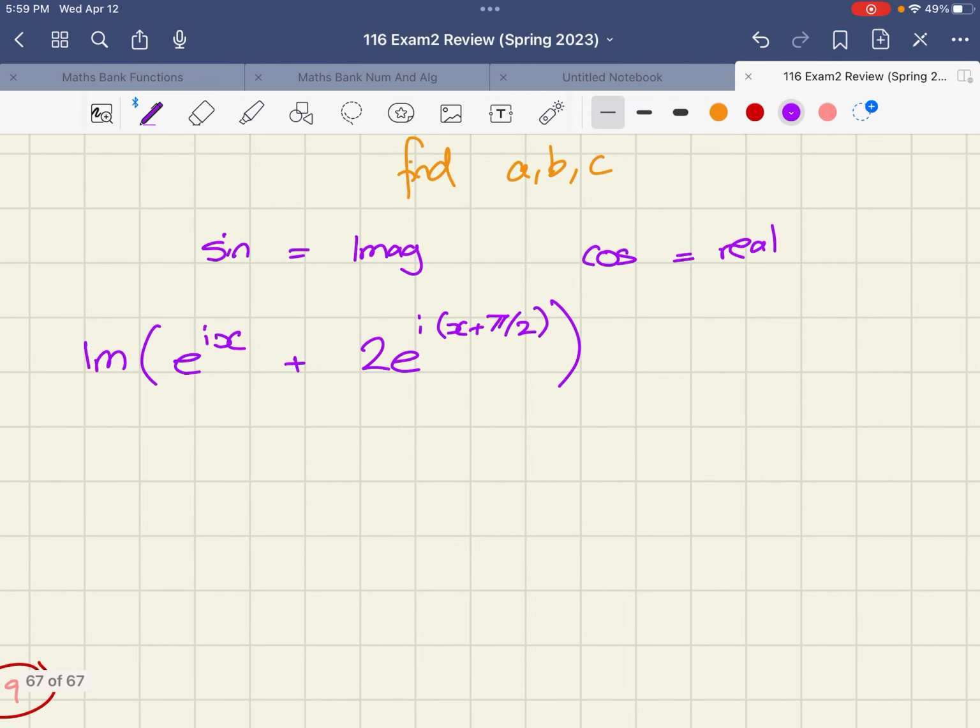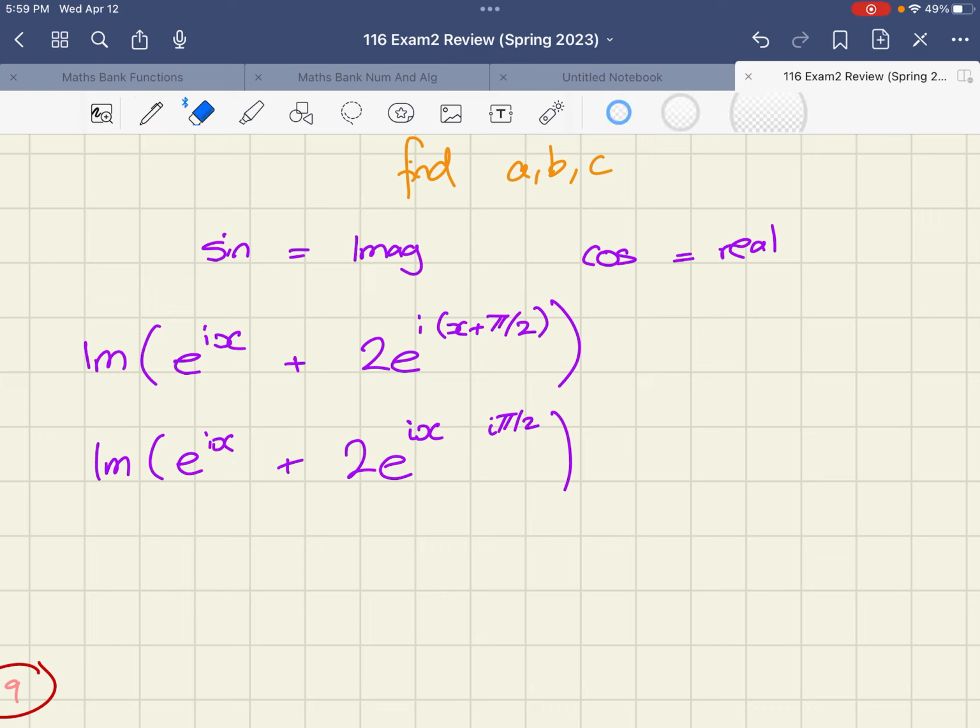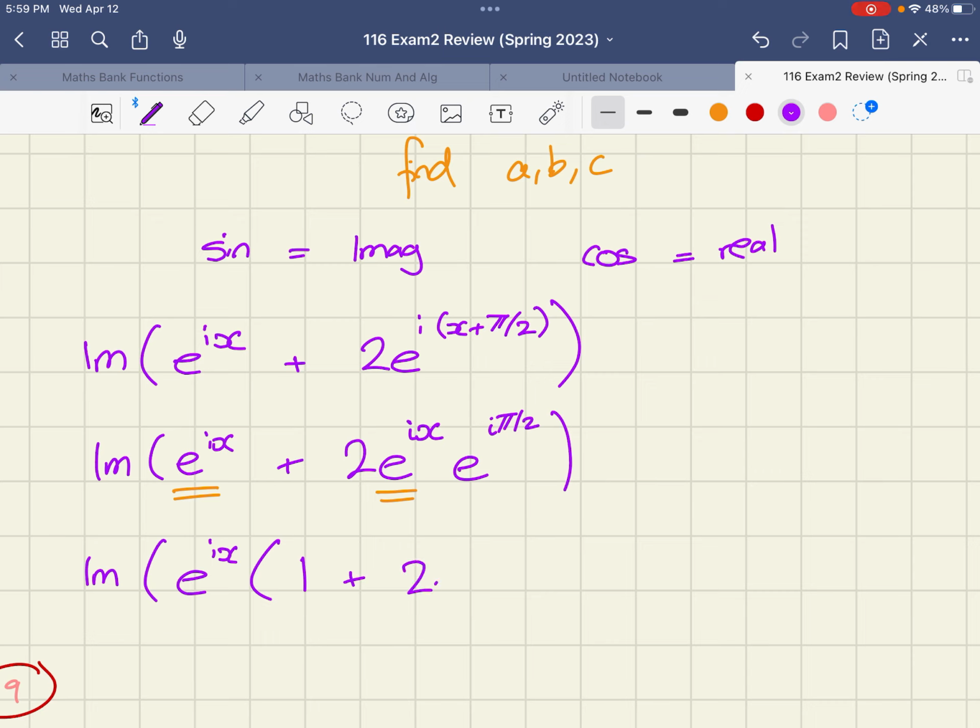Now, if I expand the brackets up here, I get the imaginary part of e to the ix, and I have 2e to the ix plus i pi by 2. Which, if you think about it, you can get rid of that little plus and just put an e there. Remember, when you multiply with powers, you add them effectively. So you'll notice that I have an e to the ix and another e to the ix. So therefore, if I take e to the ix outside the brackets, and this is always the way to do it, I get 1 plus 2 e to the i pi by 2.